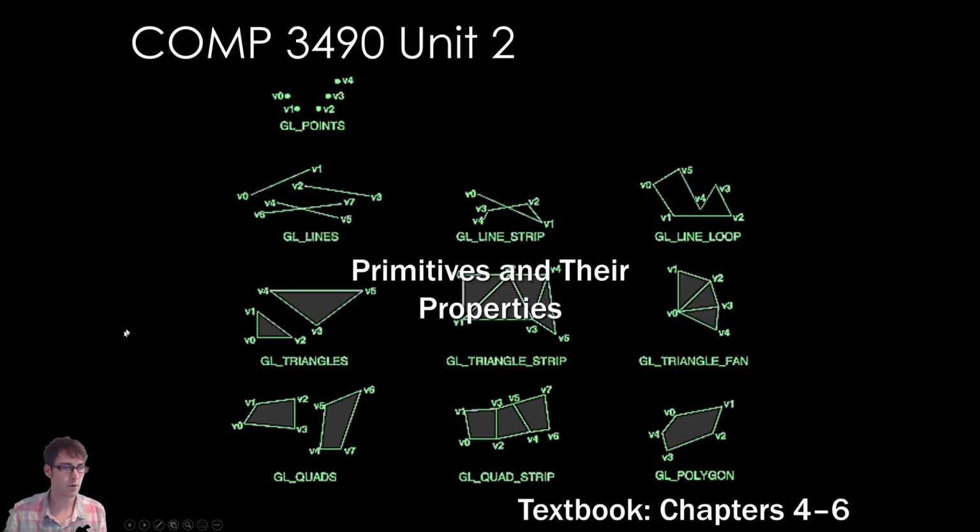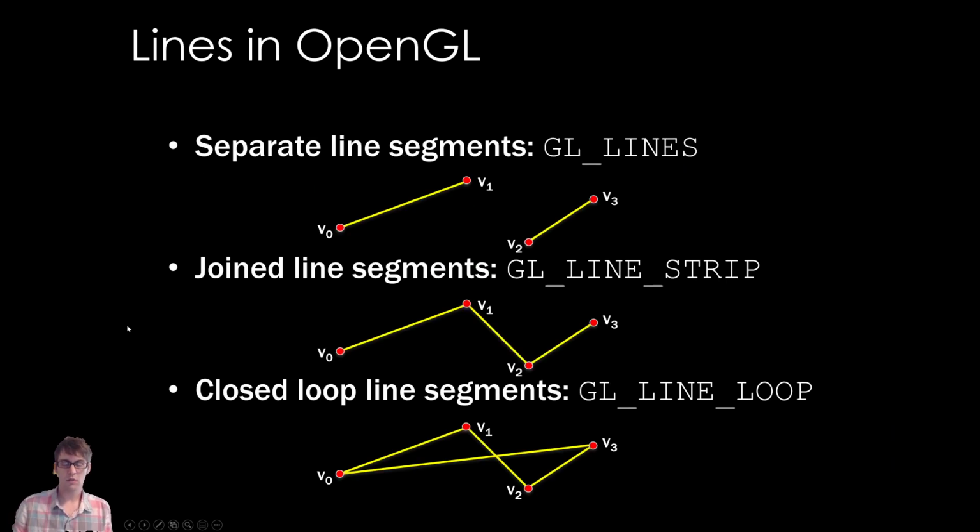There we go. Yeah, perfect. So we saw these already. GL lines, just like I said, vertex 0 to 1, 2 to 3. Line strip 0 to 1, 1 to 2, 2 to 3. And then we have this line loop 0 to 1, 1 to 2, 2 to 3. 3 goes back to 0. Easy.